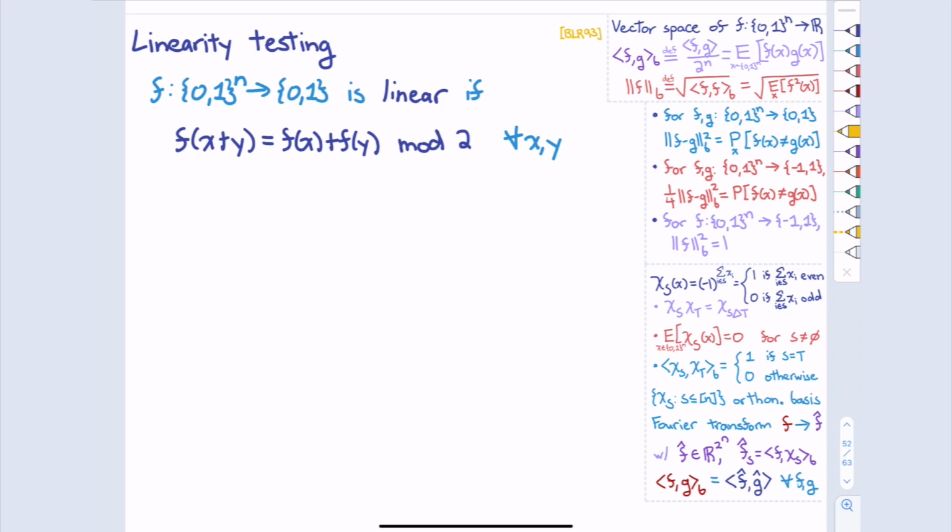So I have a function f. It's mapping to 0, 1. I'll say it's linear if f of x plus y is equal to f of x plus f of y mod 2, for all x and y.